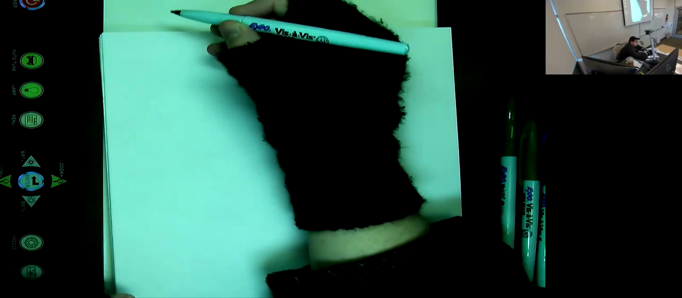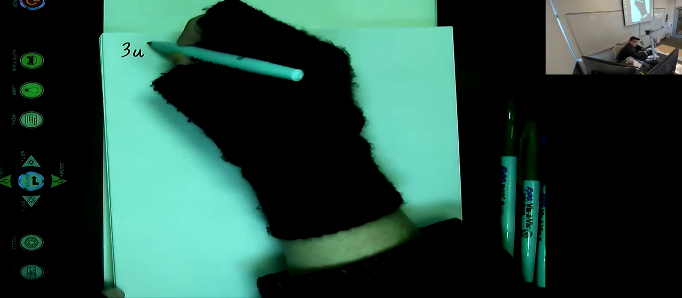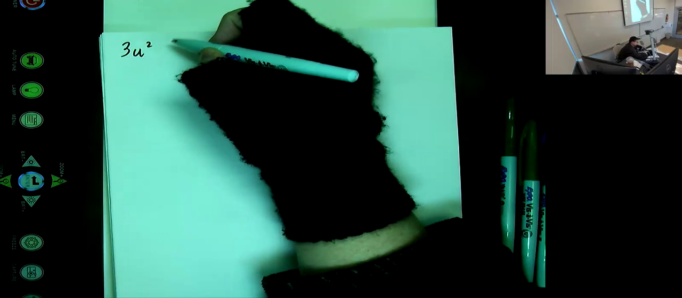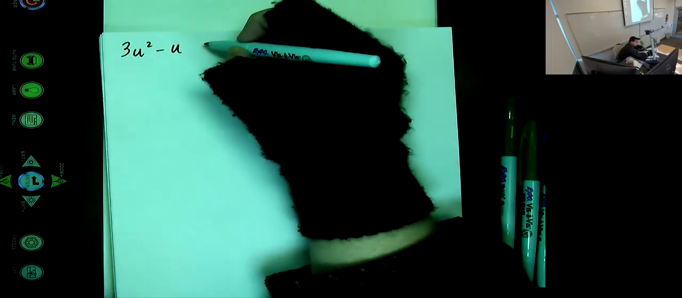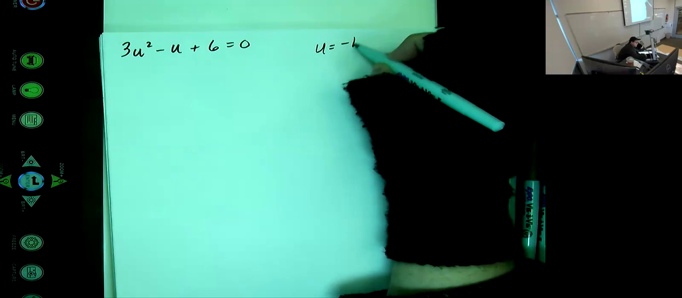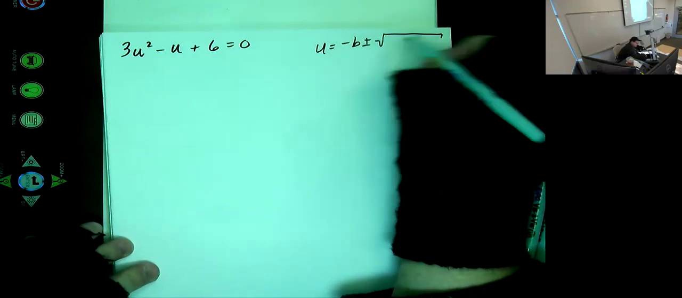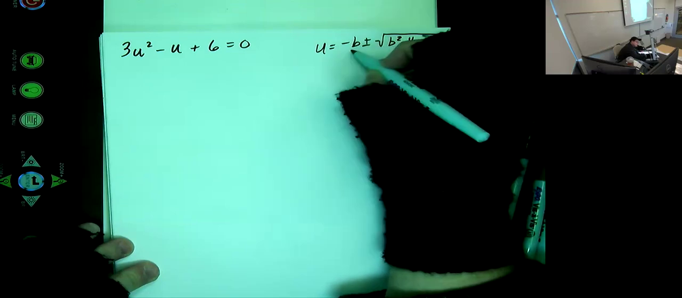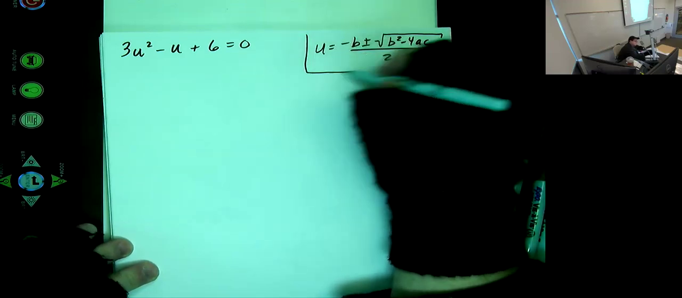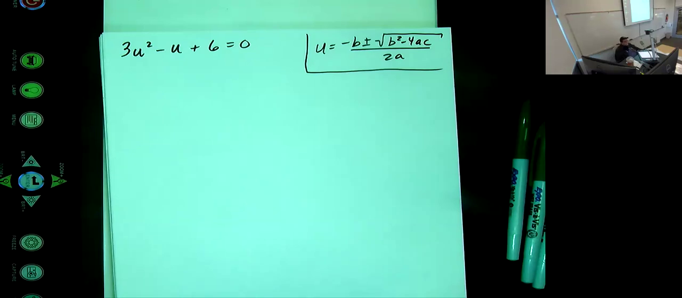Let's do another one like that. This time, we're gonna let you do it. 3u squared minus u plus 6 equals 0. So I'll write down the formula. It's changed a little bit because we're using u now, it's not an x. But the right side is still the same. Go ahead and work that out, and then we'll do it together in a couple of minutes.